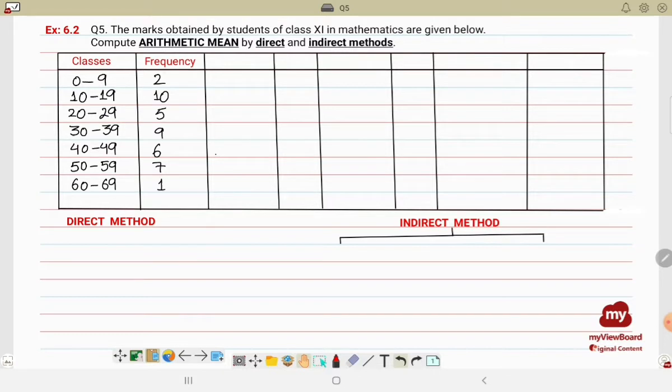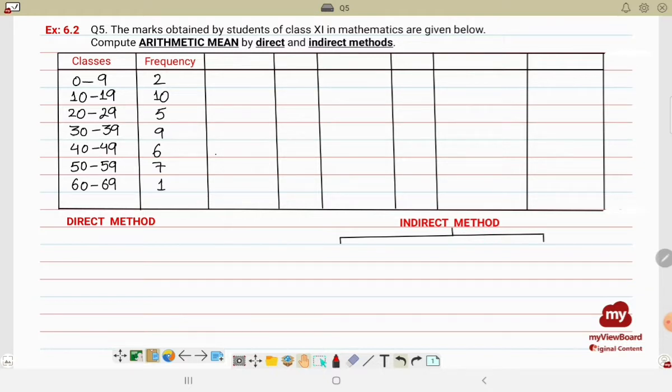Let me interpret the data, how you are going to read it. Two students got marks in the range 0 to 9. Maybe one got 2 marks, or maybe one got 9 marks, or maybe one got 0 marks, right? Second readout, 10 students got marks from the range 10 to 19. So the first column is of classes, or you can say the range, or the class limits, and the second column is the frequency.